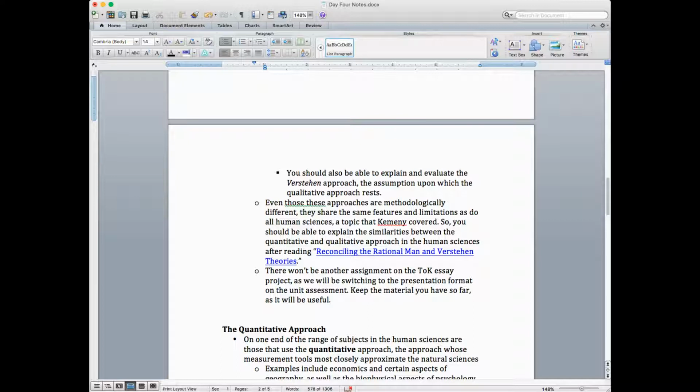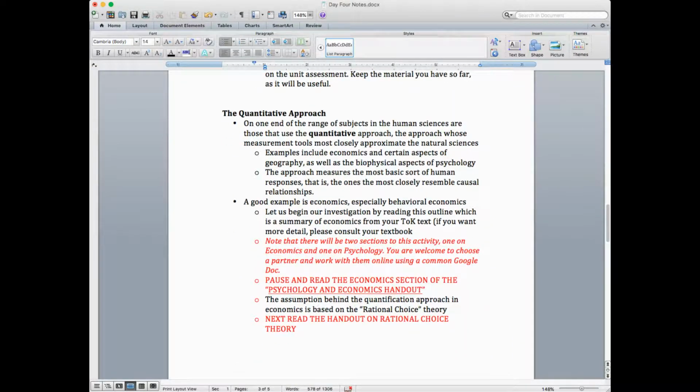Now, even though these approaches are methodologically different, they share the same features and limitations as all human sciences, a topic that Kamani covered and we explained 2 lessons ago. So you should be able to explain, despite these differences, what similarities exist between the qualitative and quantitative approach, and you would get that information from one of the 3 readings for today that we'll do in class today, reconciling the rational man Verstehen theories. So there won't be another assignment on the TOK project, as we'll be switching to the presentation format on the unit assessment, but keep the material you have so far, as it will be useful. All right, let's get down to business.